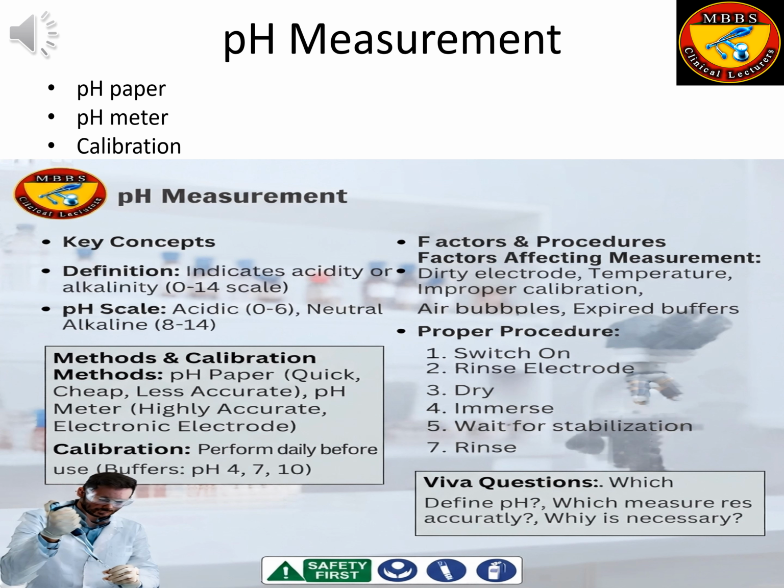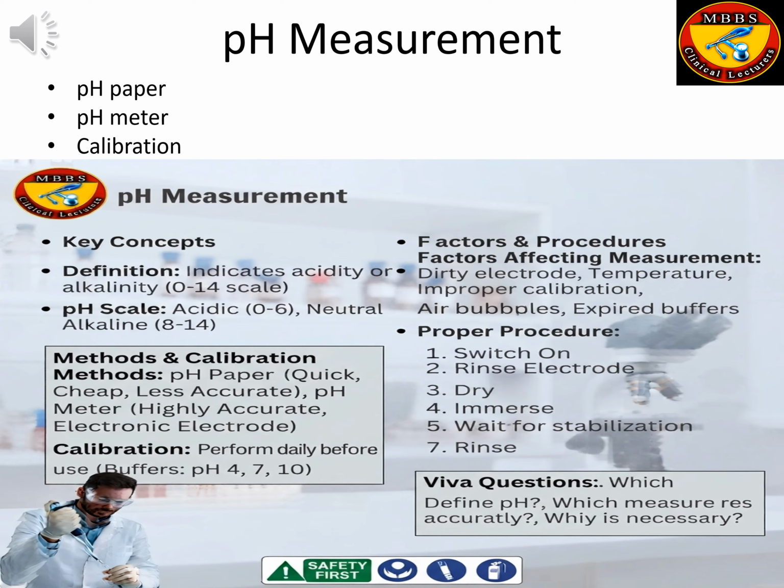Calibration of pH meter. Calibration should be performed daily before use. Common calibration buffers: pH 4, pH 7, pH 10. Calibration ensures accurate measurements. Factors affecting pH measurement: dirty electrode, temperature, improper calibration, air bubbles, expired buffers.